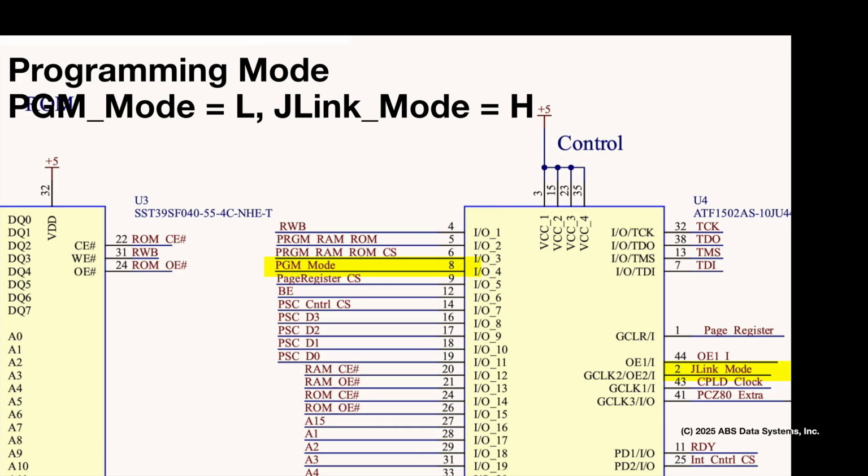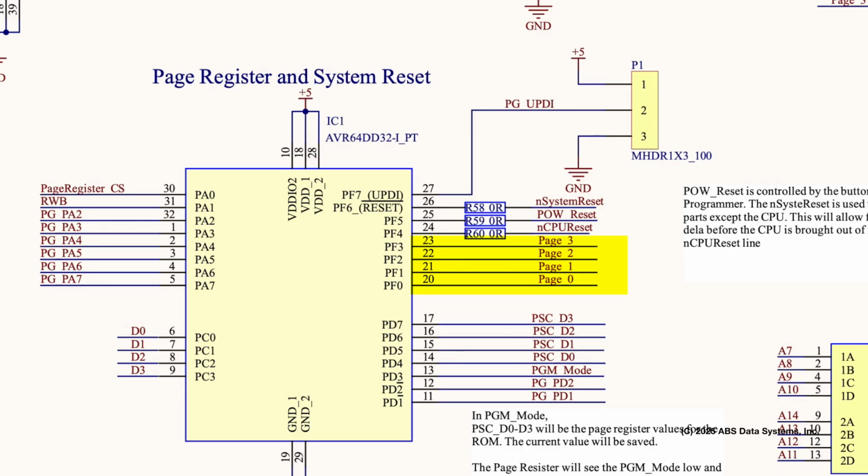Mode 2, programming mode. To place the CPLD into programming mode, we set program mode to low and JLink mode to high. In this mode, the CPLD sets BE, bus enable, low, which places the 6502 in a high impedance state, effectively removing the 6502 from the circuit. Now the programmer will control the address and data buses along with the RWB line. The programmer can also access the page register. This will allow the programmer to program all 16 banks of 32K or the entire 512K chip.